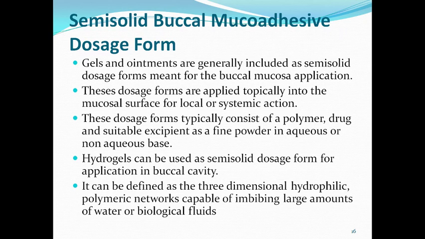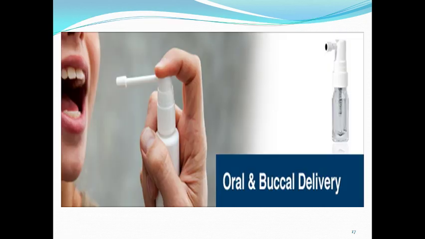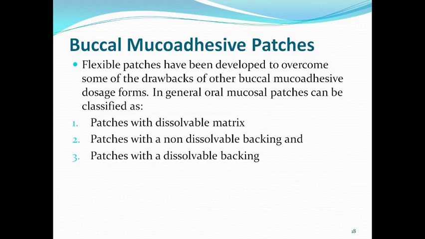Hydrogels can be used as a semi-solid dosage form for application in the buccal cavity. It can be defined as a three-dimensional hydrophilic polymeric network capable of imbibing large amounts of water or biological fluids. These are the sprays by which we can apply the semi-solid dosage form. There are also some reported buccal mucoadhesive patches. These are flexible patches, and they may be with a dissolvable matrix, a non-dissolvable backing, or patches with a dissolvable backing.